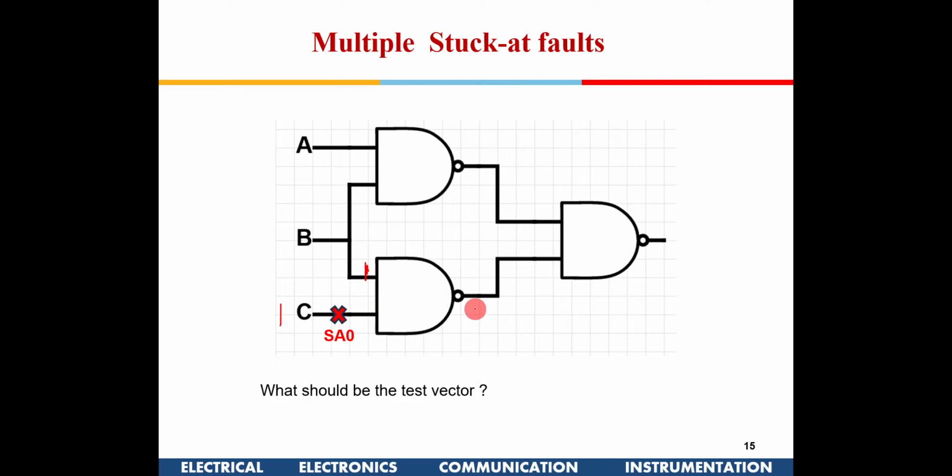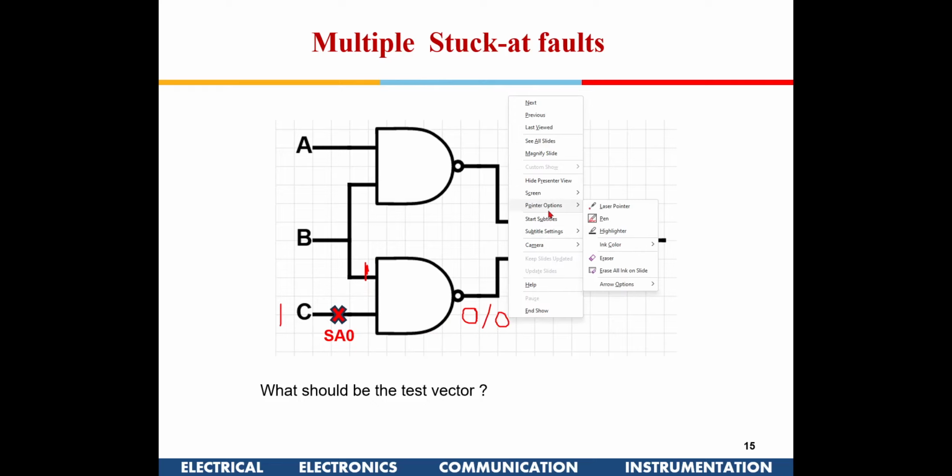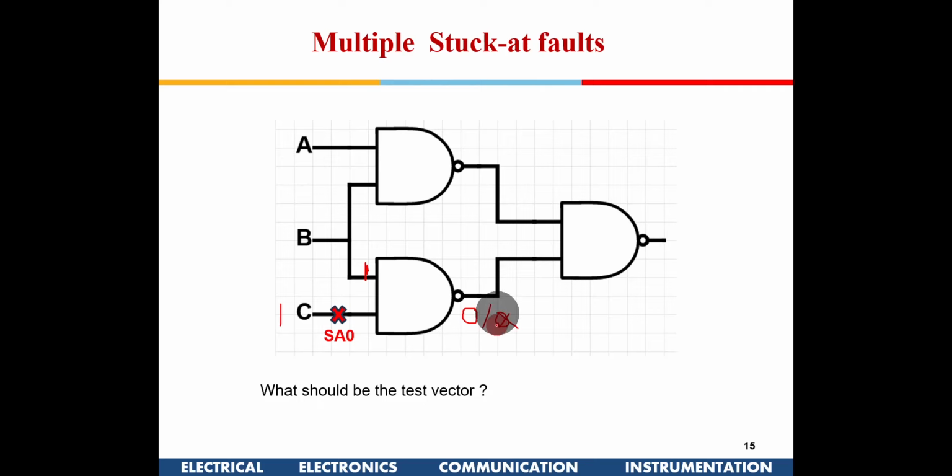So here I can write that. If it is fault free, 1 1 should give 0, right? So if it is fault free, it is 0, and with the fault it is 1. I can write it as 0/1, right? Now I am coming here. I want to propagate it here, so here it should be 1, right? So here I have 0/1. Then what will be here?